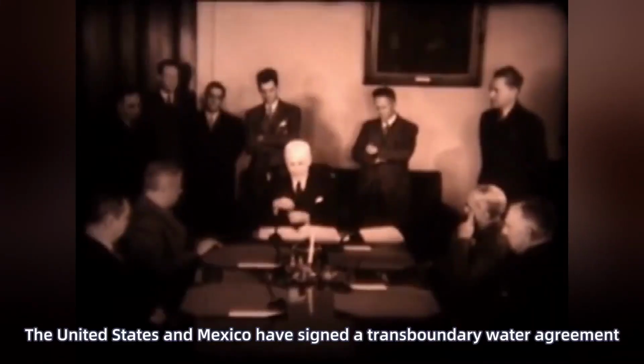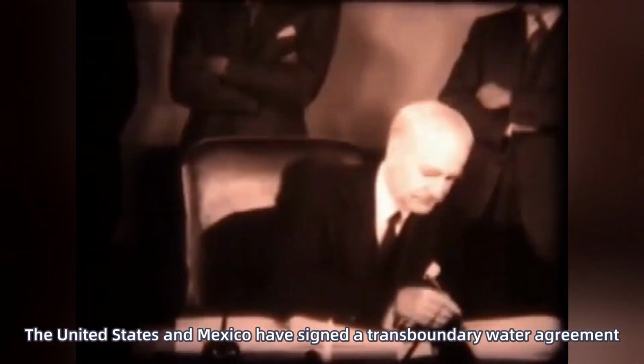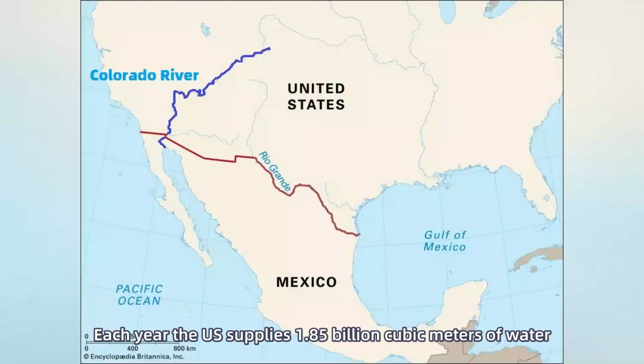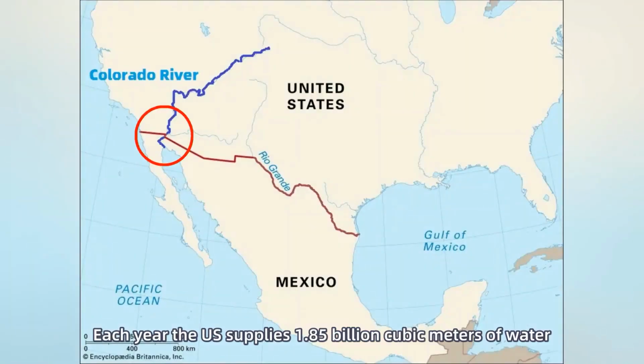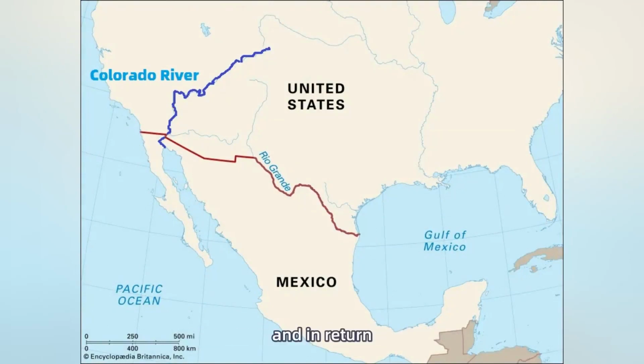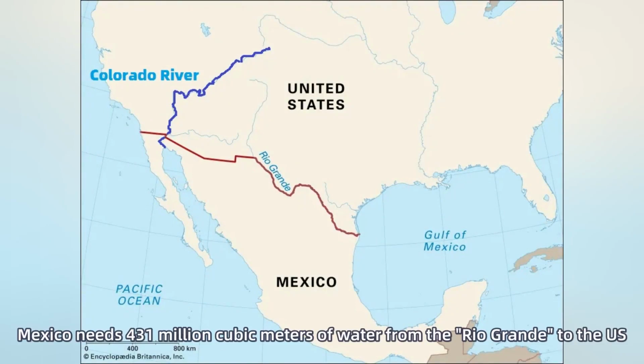The United States and Mexico have signed a transboundary water agreement. The two sides agreed each year the U.S. supplies 1.85 billion cubic meters of water to Mexico through the Colorado River. And in return Mexico needs to send 431 million cubic meters of water from the Rio Grande to the U.S.